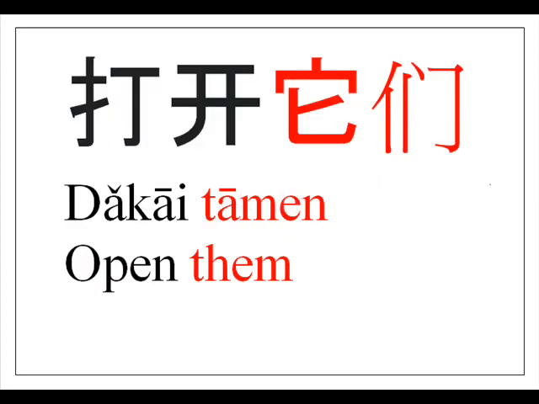The example of them: open them. 打开它们. In Chinese we say 打开它们. Open them. Open, in Chinese we say 打开. Them, in Chinese we say 它们, for objects, animals, things. 它们 is a group of things, objects. 它们 open them. 打开它们.